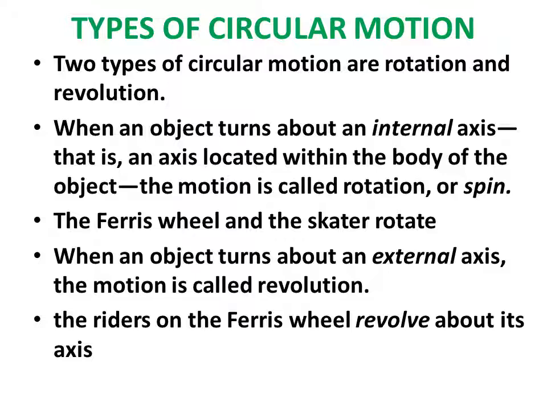So the main difference is that when an object rotates, it turns about an internal axis. The axis will be inside the object. But if the object revolves, or if it is revolution, then the axis will be external, or it is outside the object. So these are the differences between the two types of circular motion. They are rotation and revolution.